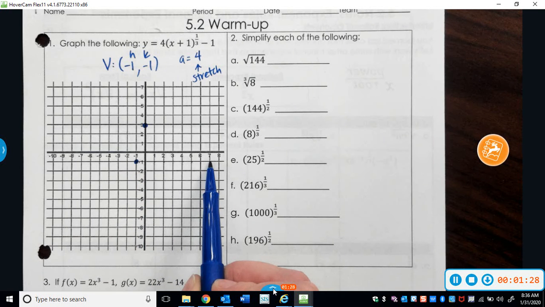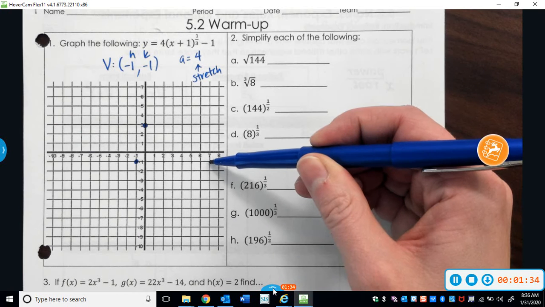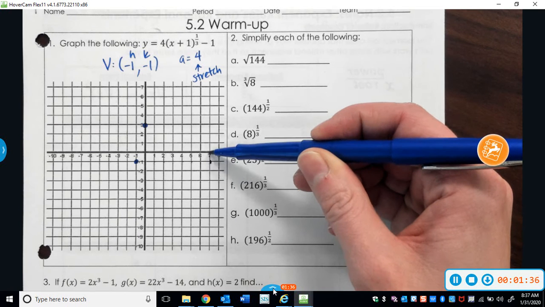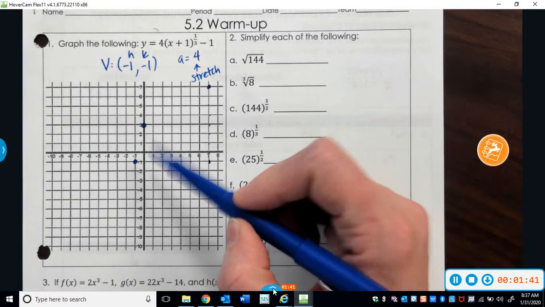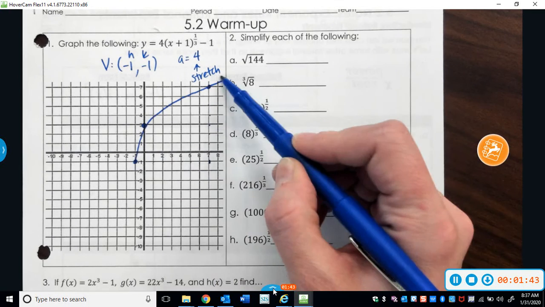The next perfect cube is 8 spaces over, so 1, 2, 3, 4, 5, 6, 7, 8. And what is the cube root of 8? Good. And so instead of going 2 spaces up, I need to stretch that by 4. So Katie, how many spaces am I going to go up? Exactly. 2 times 4 is 8. 1, 2, 3, 4, 5, 6, 7, 8. Awesome. Okay, so that's this half of the graph.